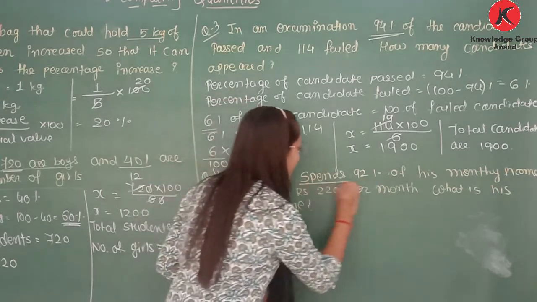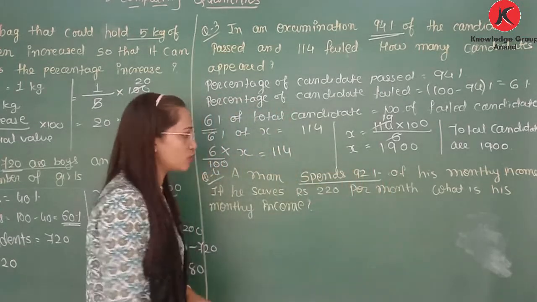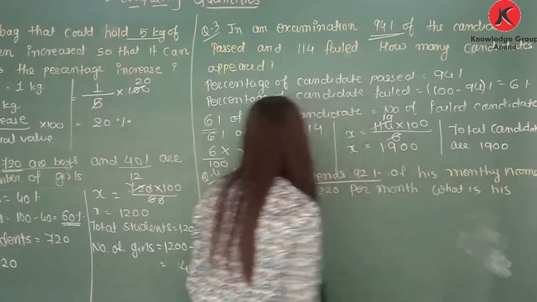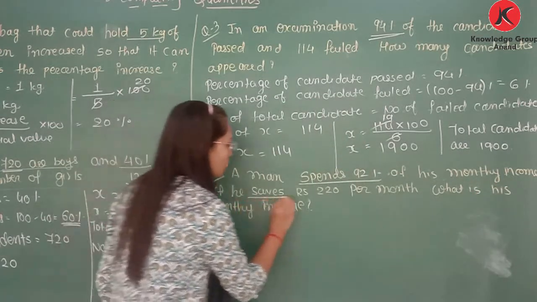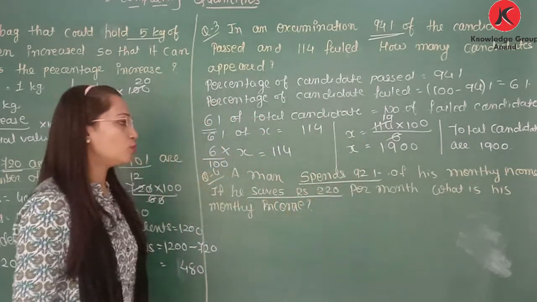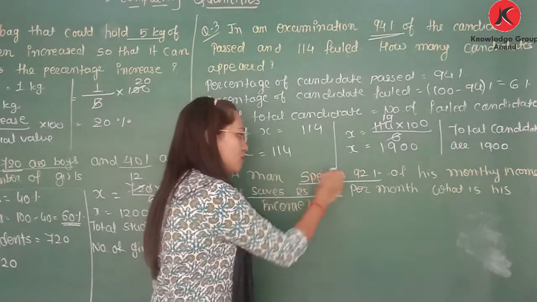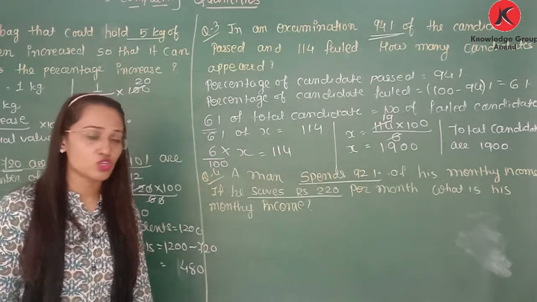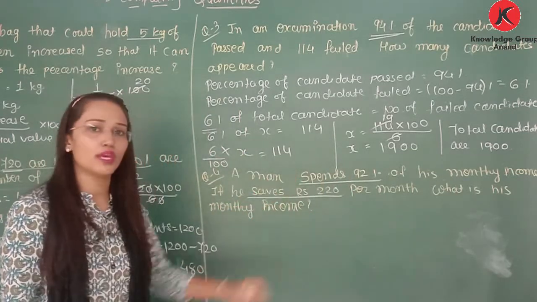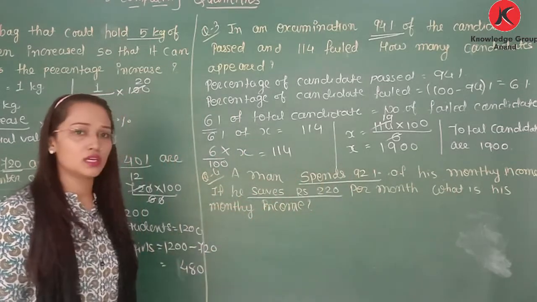So here the spent percentage is given: 92% of his monthly income. If he saved 220 rupees per month, what is the monthly income? Saved money is given and spent percentage is given. So from the spent percentage we can find the saved percentage.